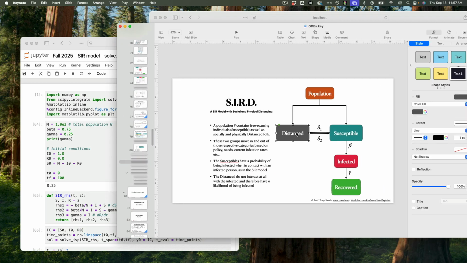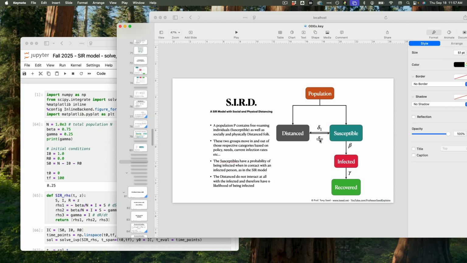So you'll add a distanced population, and there's a rate at which people move from susceptible to distanced or from distanced to susceptible. And those delta 1 and delta 2 I will ask you to figure out a way to say, okay, my number of infected people is, once it reaches a certain threshold, start distancing people. And then when it's below a certain threshold, start getting people back into business. Right? So you're going to see an oscillatory behavior in the system. You'll have like a condition to say when my number of infected people reaches capacity.